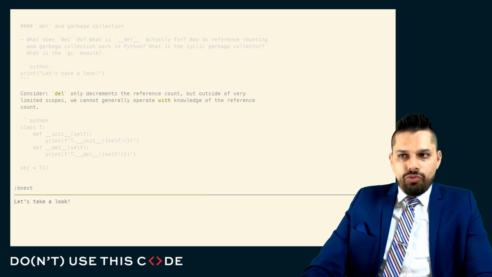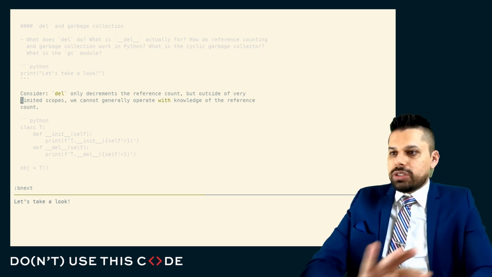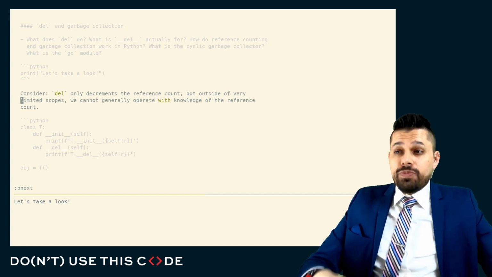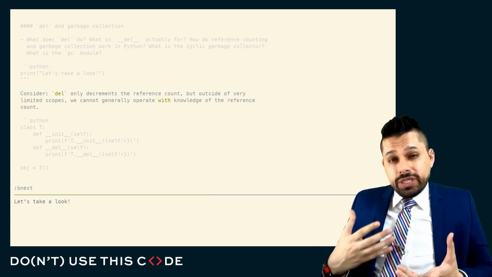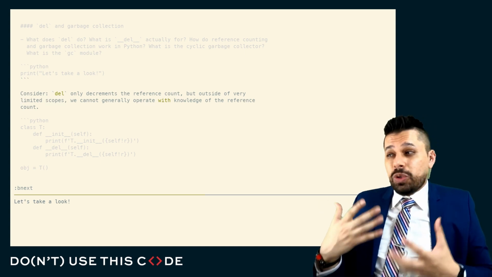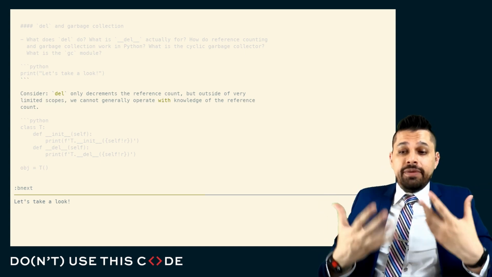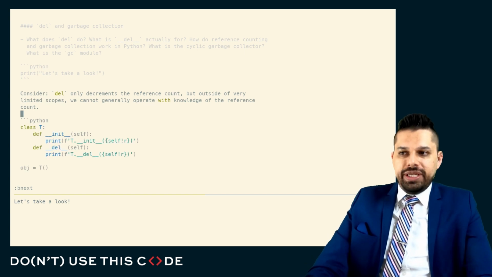Let's take a look. Remember, the del statement in Python only decrements the reference count. Outside of very limited scopes, we generally don't know what the reference count of an object is, so we don't know if that del will actually lead to the deletion of something, the freeing of memory, or not. Let me show you an example.